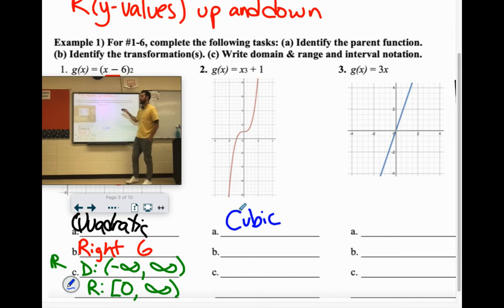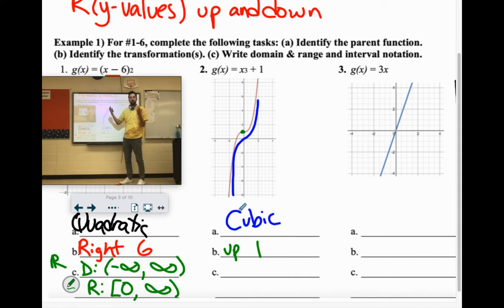Because it's got the snaky shape, right? And normally our cubic graph crosses right through (0, 0) and (1, 0). So how is this one different? Well, if you look, instead of crossing at (0, 0), it's crossing at (0, 1). So it's shifted up 1 unit.